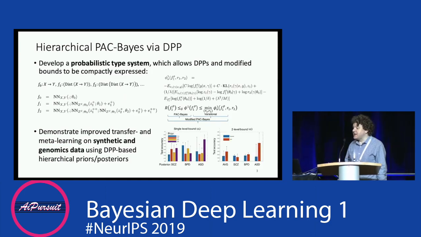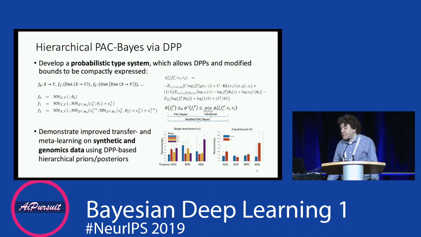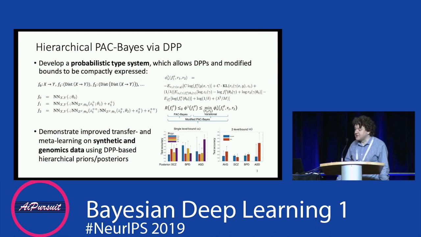In this framework, we develop a probabilistic type system, which we show allows deep probabilistic programs and modified bounds to be compactly expressed. On this slide, I've just shown some of the notation that we developed for the probabilistic type system, which incorporates lambda expressions, probabilistic lambda expressions, and a notion of probabilistic reduction as well. We demonstrate using this approach that we can perform improved transfer and meta-learning on synthetic and genomics data using deep probabilistic program-based hierarchical priors and posteriors.